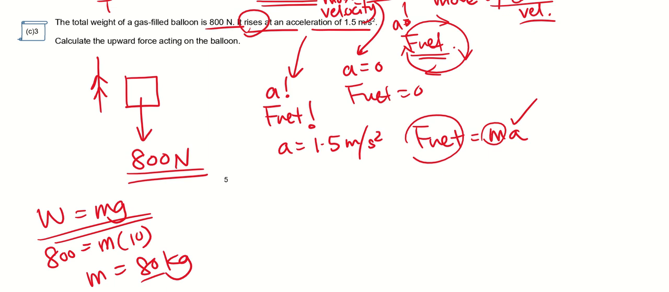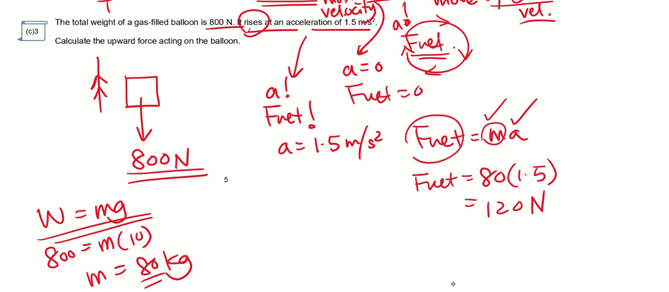So now that we know our mass is 80 kg, we can substitute in. So Fnet is actually mass of 80 multiplied by 1.5. That means my Fnet is going to be 120 Newton. So how do I represent Fnet? I have to draw a double arrow without touching the object. So now I have 120 Newton that's upwards. Okay, so there must be an upward force on the balloon, of course pointing upwards.